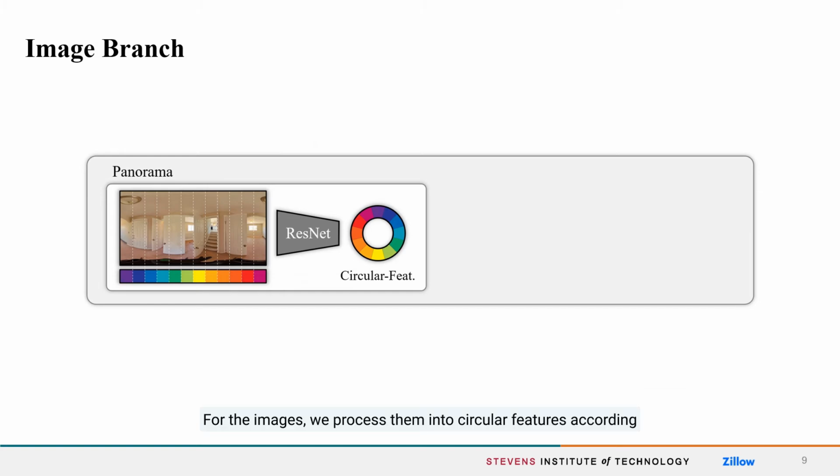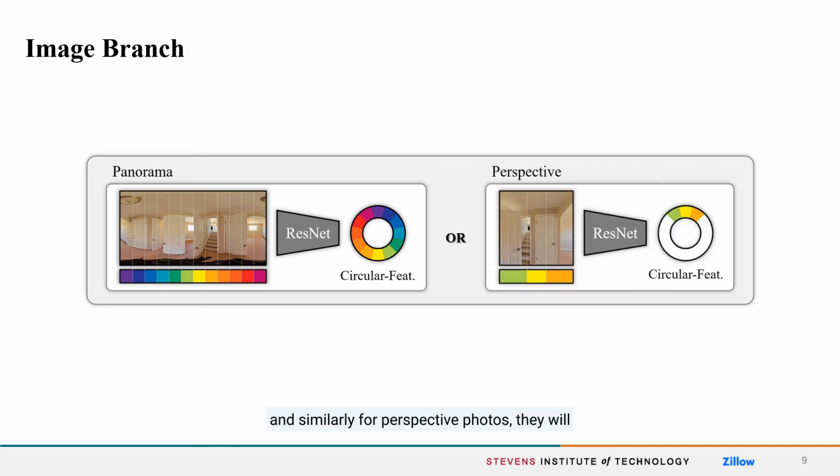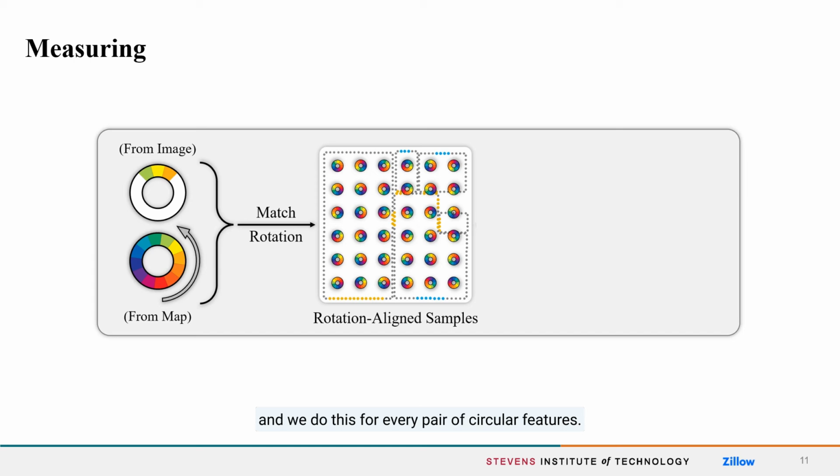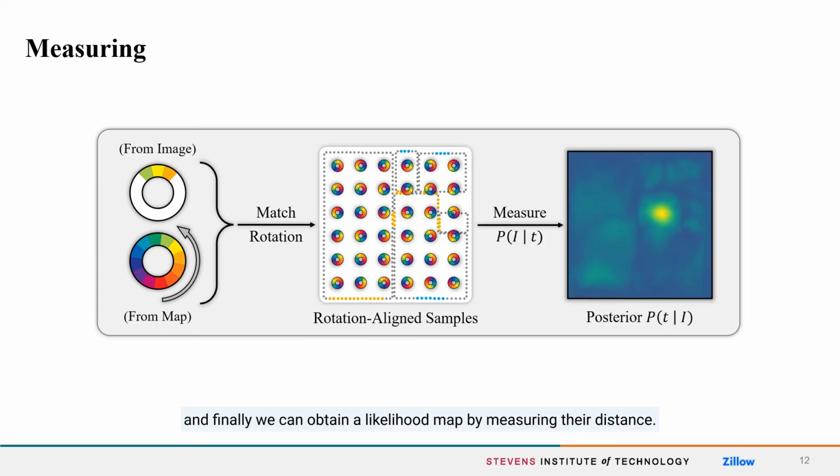For the images, we process them into circular features according to the geometric correspondence between their feature map and the circular feature. So for panoramas, we simply squeeze the vertical dimension of their feature map to obtain the circular feature. And similarly, for perspective photos, they will have a partially masked circular feature. Next, with the image and the map circular features, we can estimate their relative rotation simply by a uniform sampling and keep the best. And we do this for every pair of circular features, so all map circular features will be rotated to align the image circular feature. And finally, we can obtain a likelihood map by measuring their distance. We apply non-maximum suppression on the likelihood map to extract the candidates.